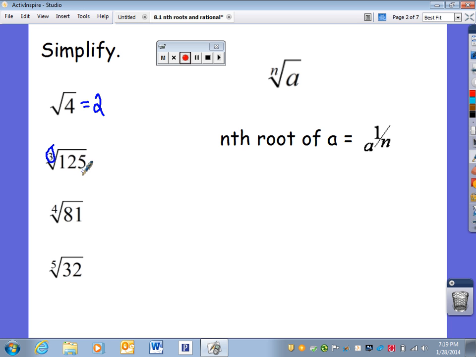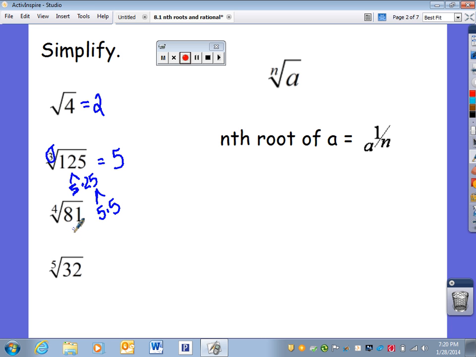If we ask you to not use your calculator, we can find that by simply making the prime factorization. So 5 times 25, and then breaking that 25 down again into 5 times 5. And so we notice that we multiply 5 times itself 3 times, and therefore the cube root of 125 is 5. Next, we have the fourth root of 81.